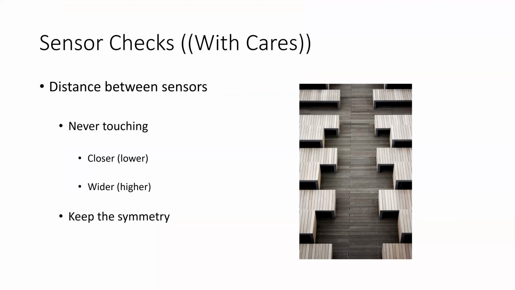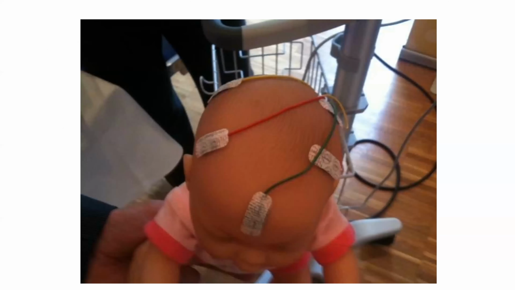The closer they get together, the lower your pattern will look. It will almost look like the baby has one of those really awful patterns. And if they get further and further apart, the pattern looks really weird and wide. So you need to keep them symmetrical around the head, so equal distances. And I think the caps are a really great way to do that with that pre-measured tool.